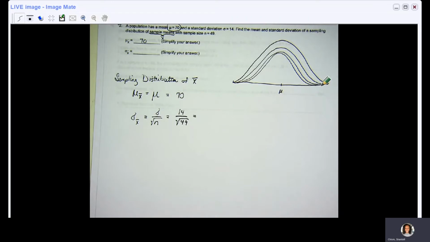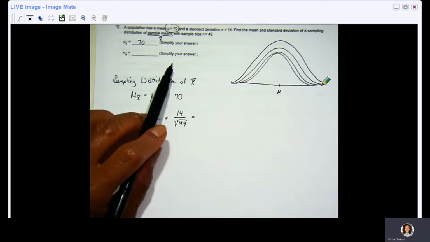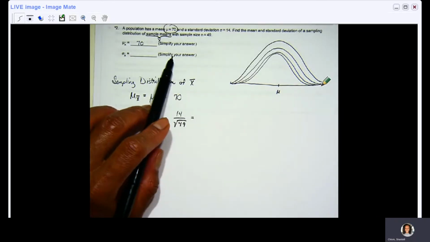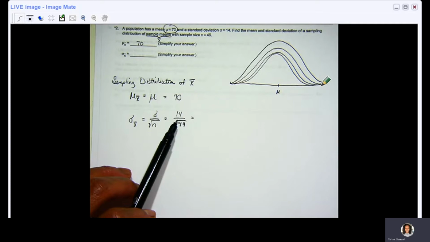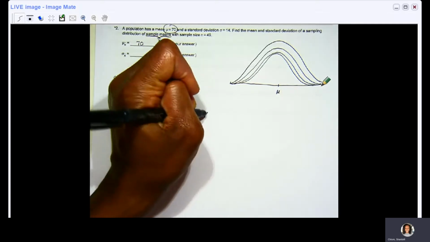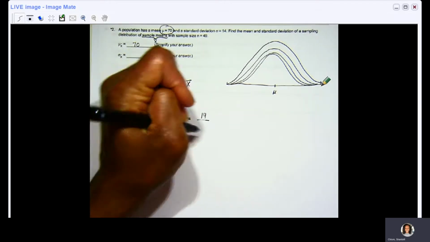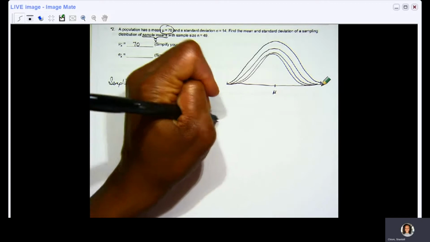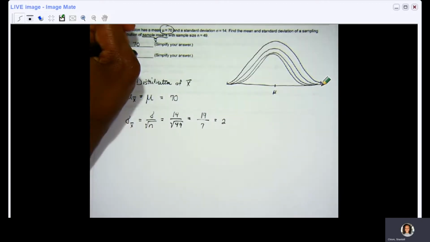This may simplify to a whole number, or it may simplify to a decimal. Just round accordingly. If you have a decimal, they'll actually tell you how many decimal places to round to. In this case, we're probably going to get a whole number. So 14 divided by the square root of 49, which is just 7. So 14 divided by 7 is 2.